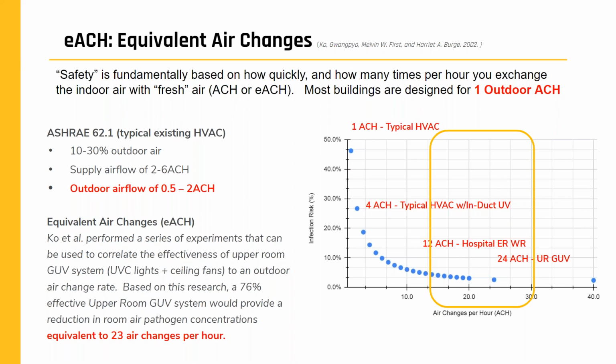So your punchline or your takeaway here is that ACH, or equivalent ACH with disinfecting devices in the room, can very easily be a universal measuring stick for anybody to compare any options that they're being presented with. Since the fundamental principle of safety here is I need to exchange potentially dirty air with cleaned air as fast as I can and many, many times per hour.